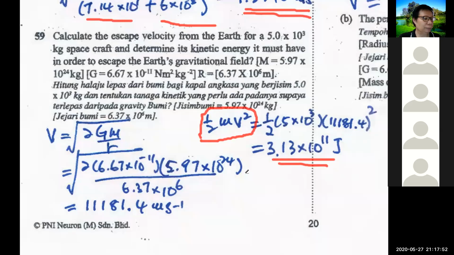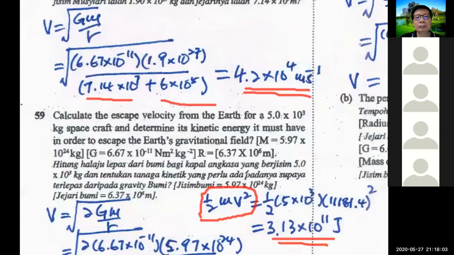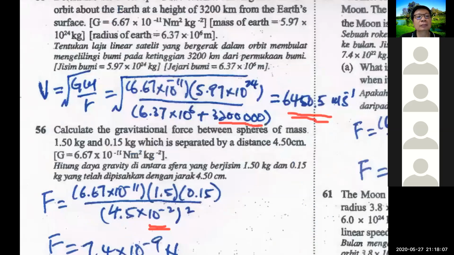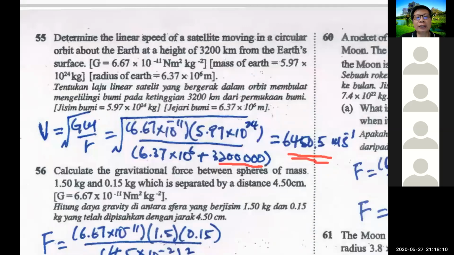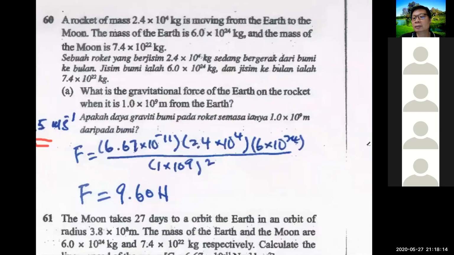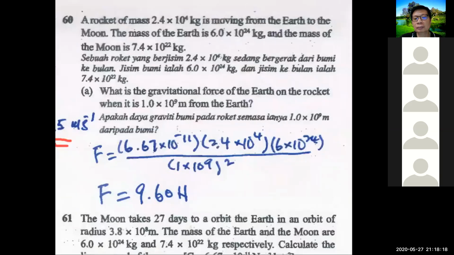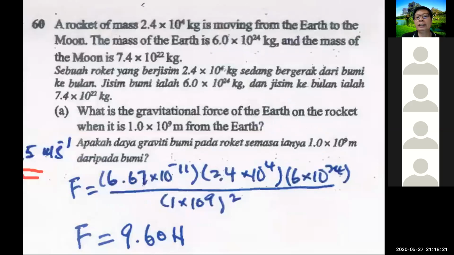Okay, question 60. Read the question first. A rocket, this is its mass, moving from the Earth to the Moon. The mass of the Earth and the mass of the Moon are given. So many masses here, these are Earth, these are Moon. What is the gravitational force of the Earth on the rocket? We find the F.